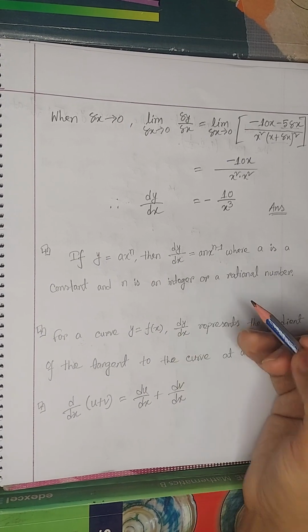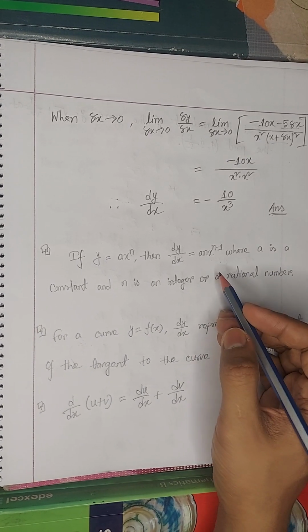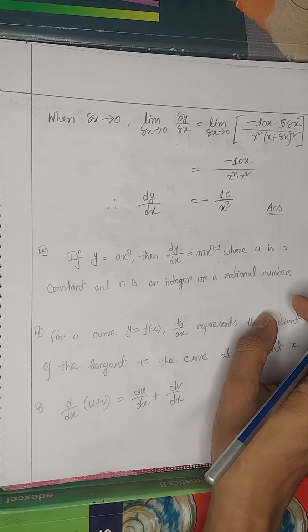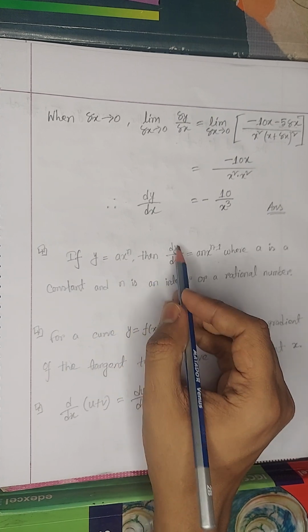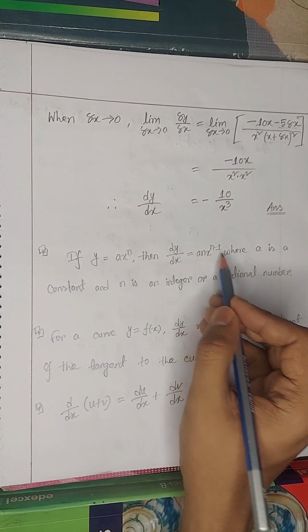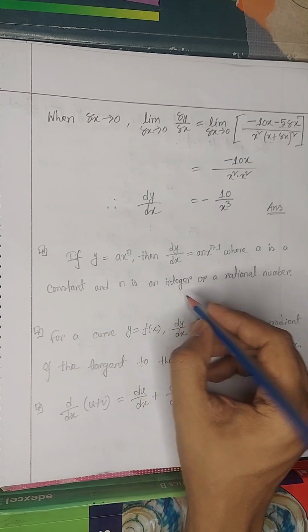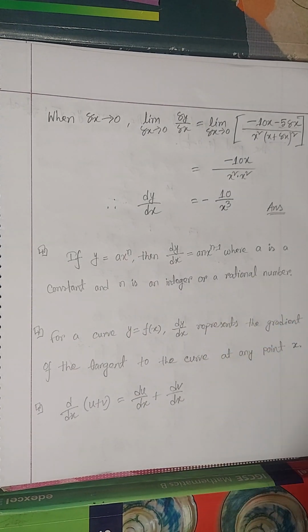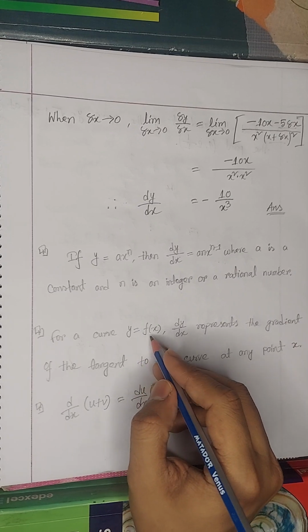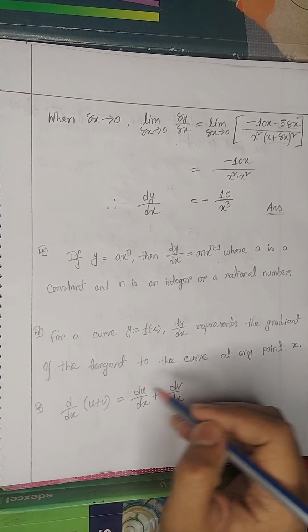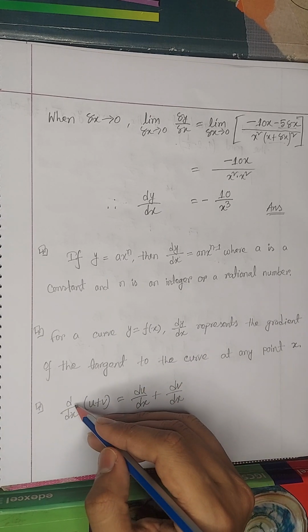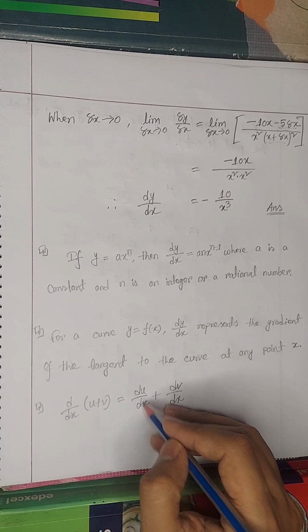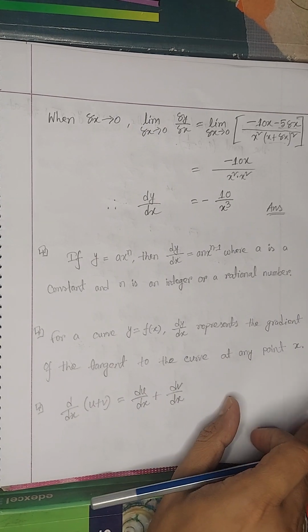Now we have to see some more formula techniques for solving problems from differentiation. If y is equal to ax to the power n, then dy by dx will be anx to the power n minus 1, where a is a constant and n is an integer or a rational number. And for a curve y is equal to f(x), dy by dx represents the gradient of the tangent to the curve at any point x, and also d by dx of u plus v will be du by dx plus dv by dx. Now we are going to solve some problems.